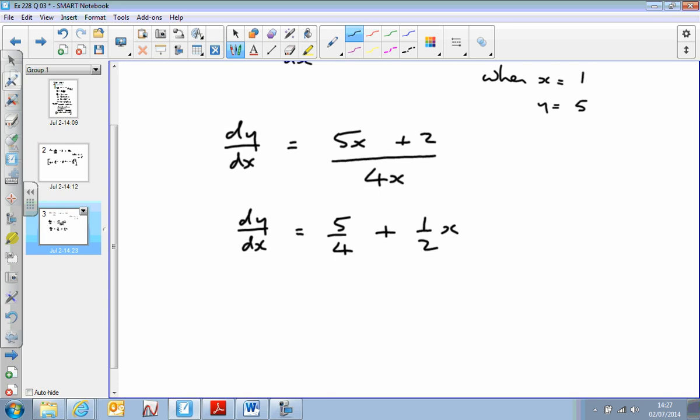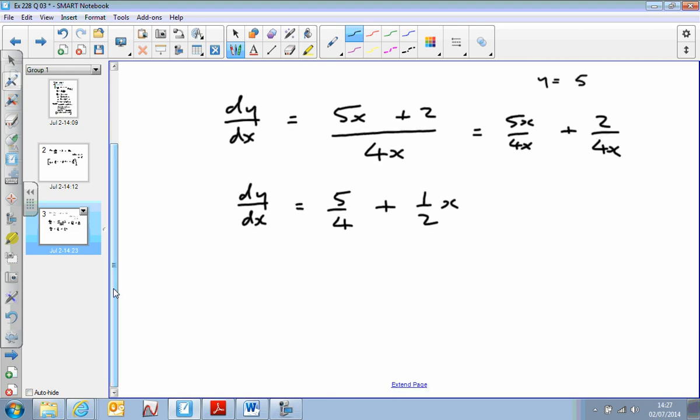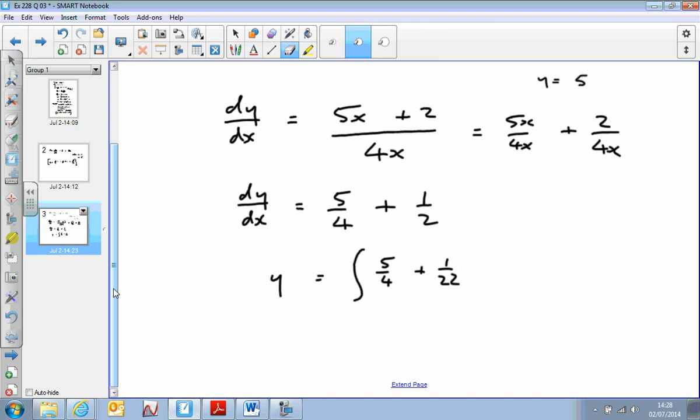If you're not sure of that, you get 5x over 4x plus 2 over 4x, and then that cancels down to this. So now I'm going to integrate both sides. Integrating dy with respect to y just gives us y. And then I'm going to integrate 5 over 4 plus 1 over 2x, with respect to x.